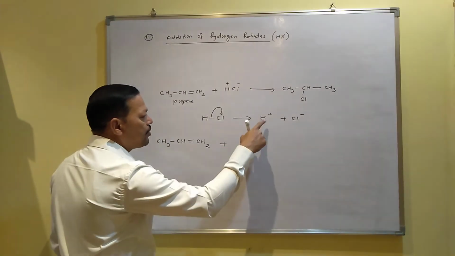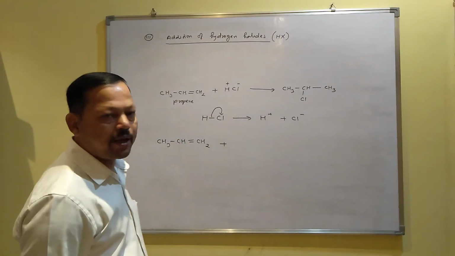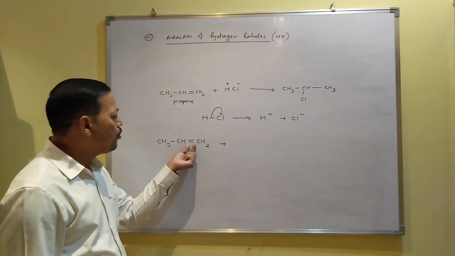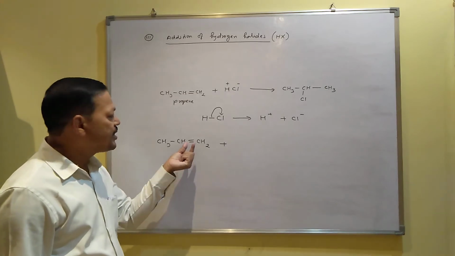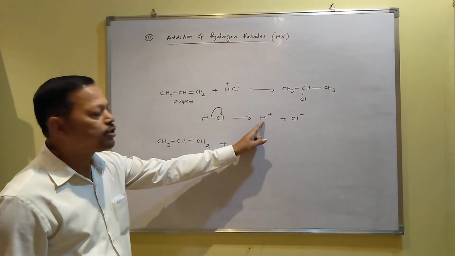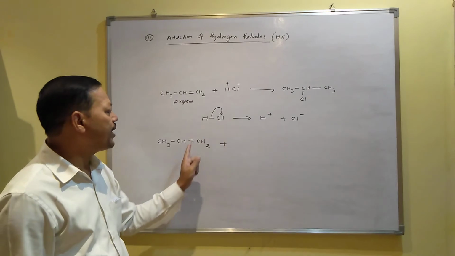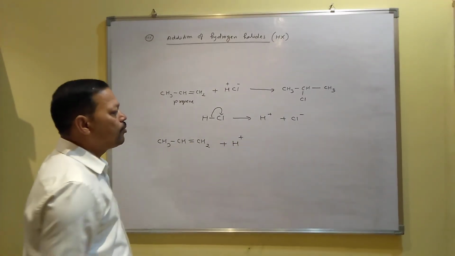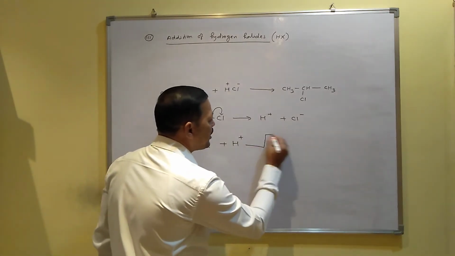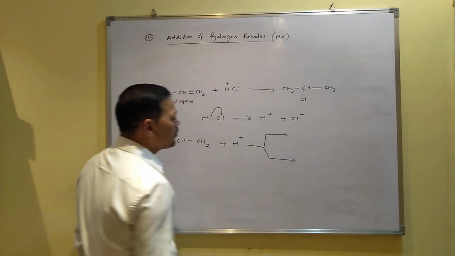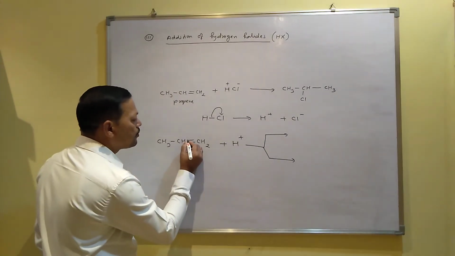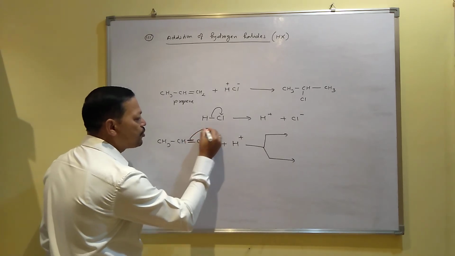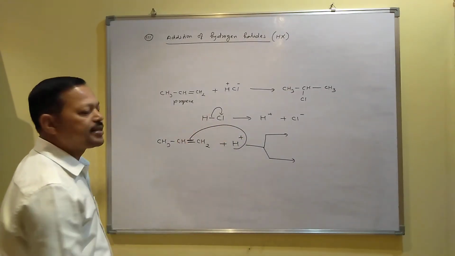Now, which ion will attack first, the electrophile or the nucleophile? Since a double bond is present, and a double bond means the electron density is more, the positive ion, the electron deficient species, will attack the double bond. That is why the H plus ion will attack the double bond first. When the H plus ion attacks, the pi bond will break and the pi bonded electrons will take the H plus ion from the acid.